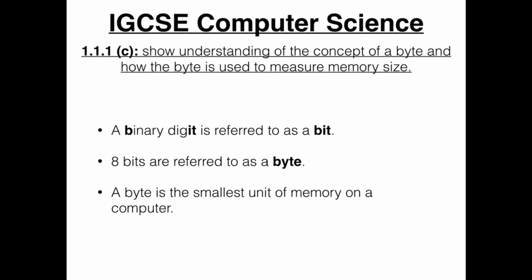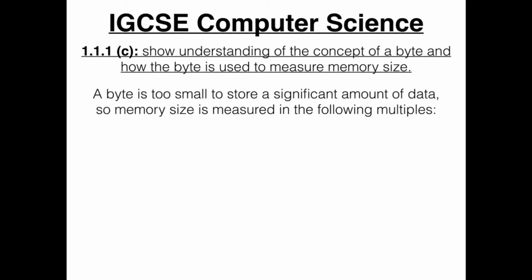Now you might be wondering, wouldn't a bit be the smallest unit of memory? Well, the thing is, a bit is, remember, a 0 or a 1, so that can't really store a lot of data. It's really small. You can only store a 1 or a 0. Just think about that. And even a byte is too small to store a significant amount of data, which is why memory size is measured in the following multiples.